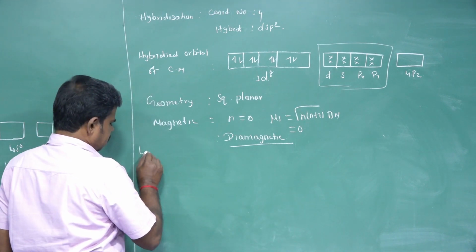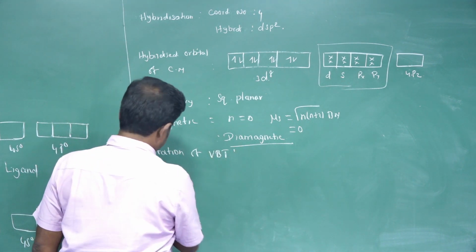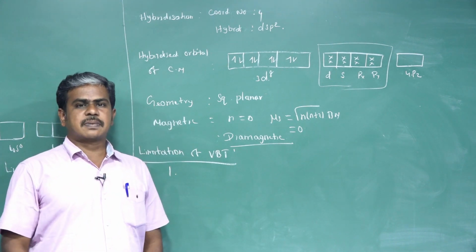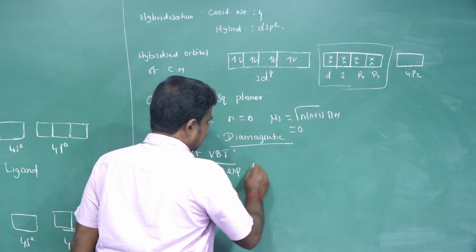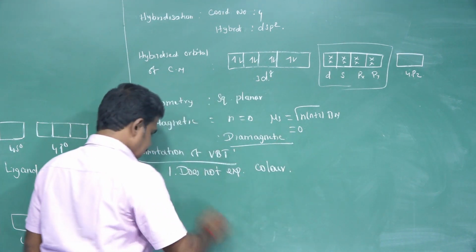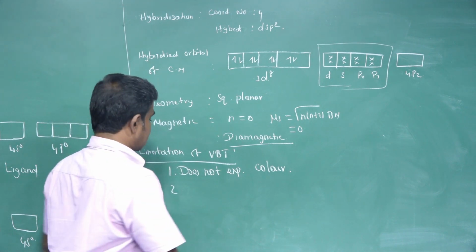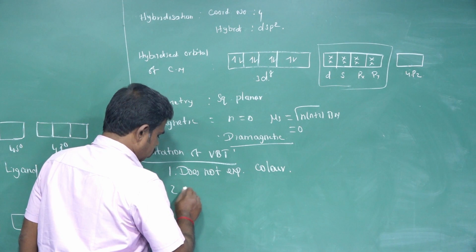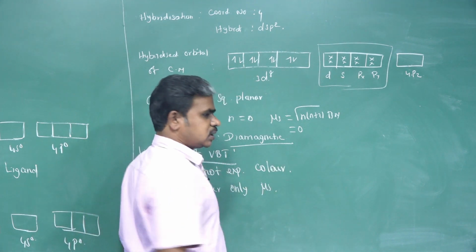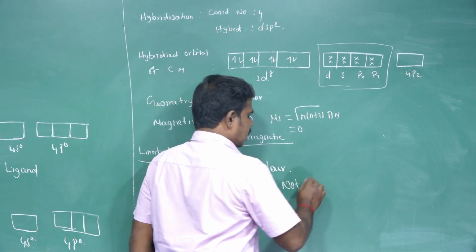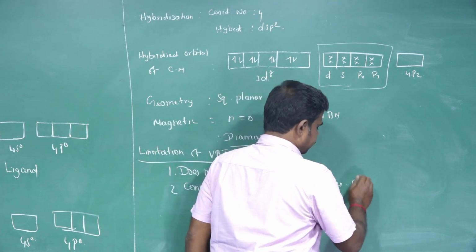Okay. So we may take the next one, the limitations of VB theory. The first limitation: it does not explain the color of a complex. And the second limitation: it considers only the spin-only magnetic moment, mu s, and does not consider other components of magnetic moments.